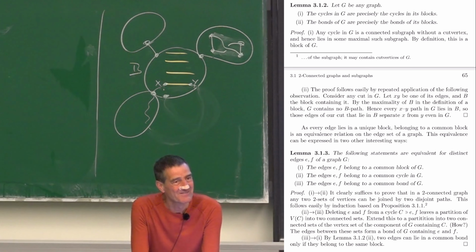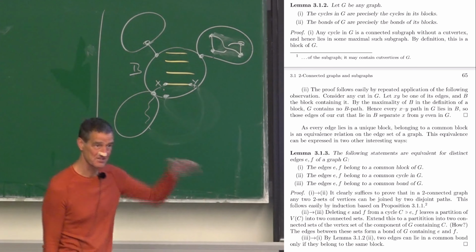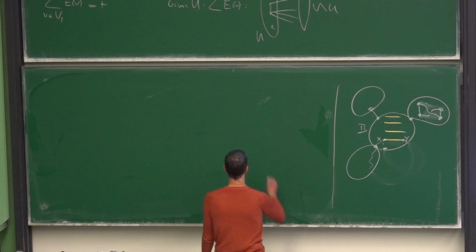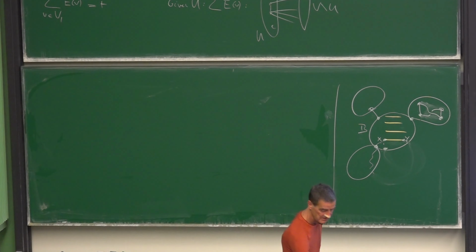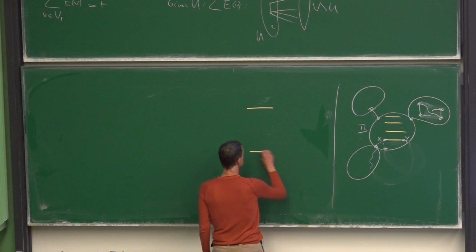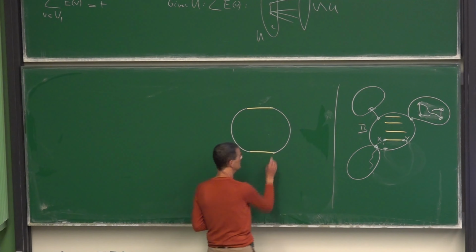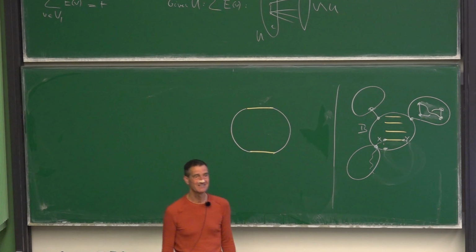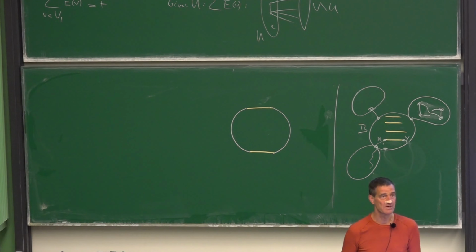Now, it's a little more fun to prove that if two edges belong to the same cycle, they belong to the same bond. Right, that's the third statement. Why is that? I'll draw it in a way that almost tells you the proof. So here are two edges belonging to some common cycle. Find a bond in which they both lie.